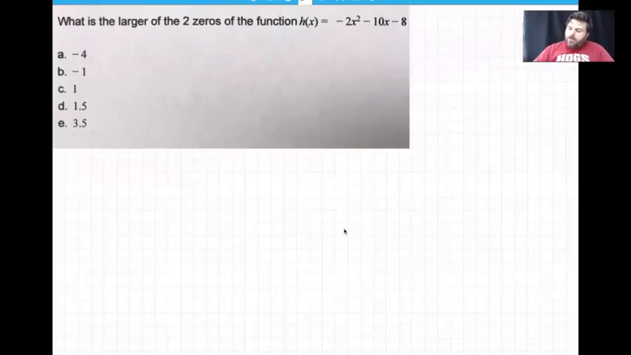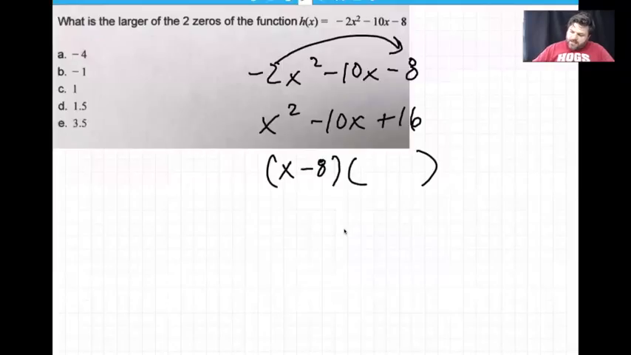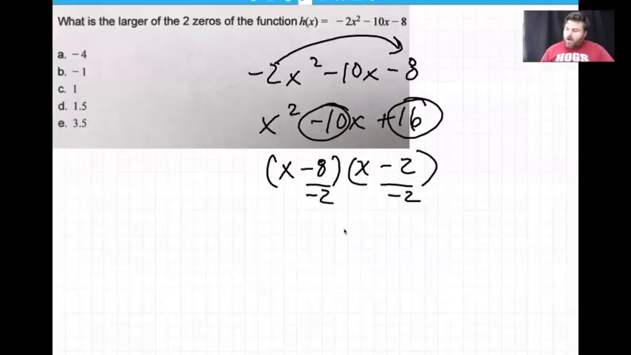If you factor, remember you've got that a is equal to negative 2, so you multiply it over. Minus 10x, that's plus 16. You factor like normal. You get x minus 8 times x minus 2. They multiply to be 16, but they add to be negative 10. Then you divide back that negative 2 that you, oh, see, I'm doing it wrong. This is good for me to do it wrong. You subtract, you get x minus 4, and you get x minus 1.